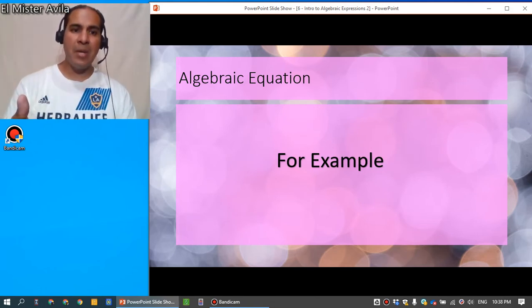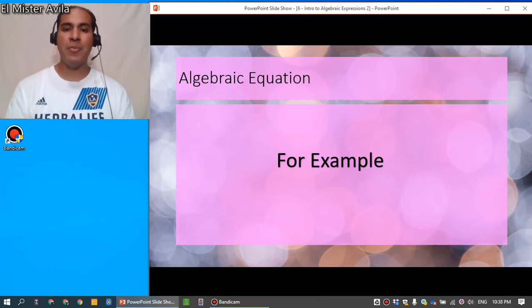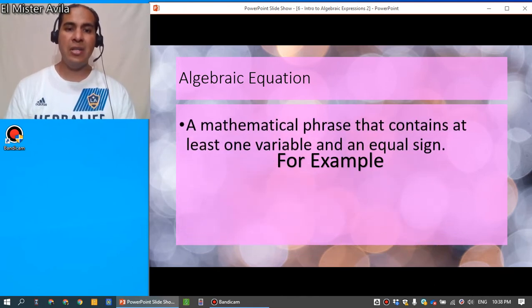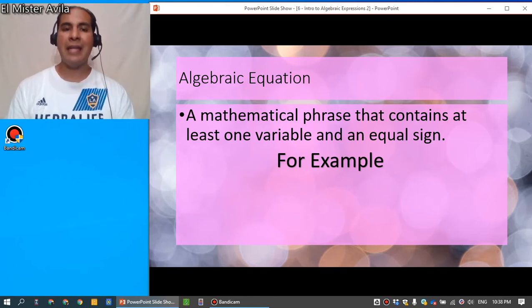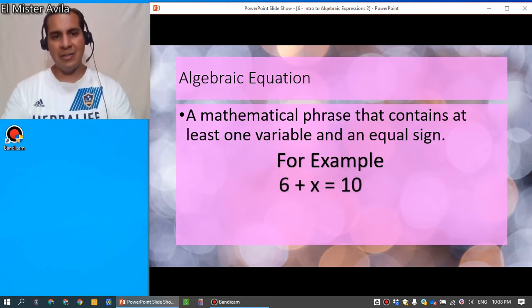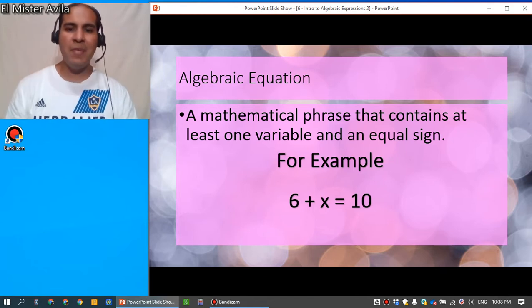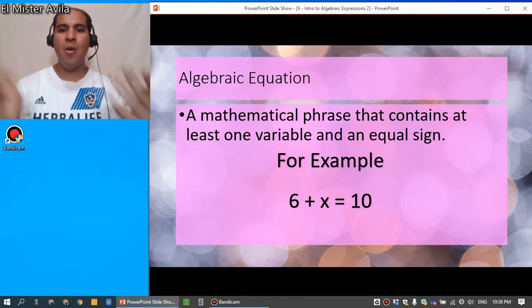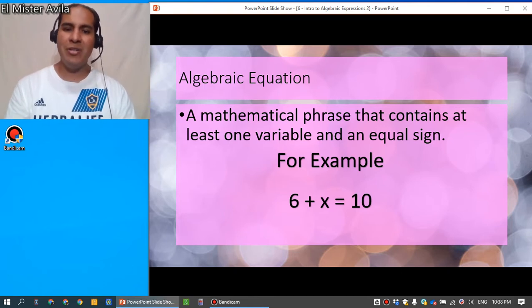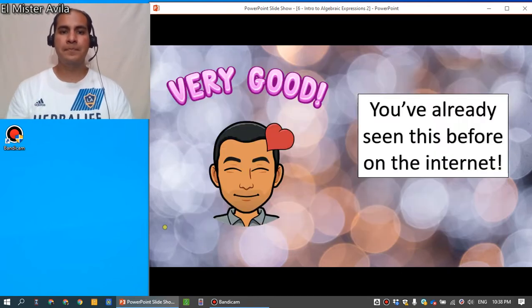And the moment we introduce variables into mathematics, that mathematics is now called algebra. And that gives us the ability to define an algebraic equation. Do you remember what that is? An algebraic equation is a mathematical phrase that contains at least one variable and an equal sign. Like this. This is an algebraic equation that you should be able to solve. You can tell me 6 plus some unknown number is equal to 10. What is that unknown number? Well, hopefully you see that x should equal 4.